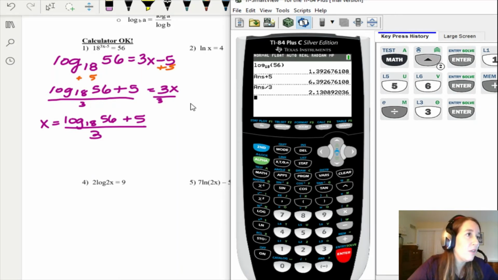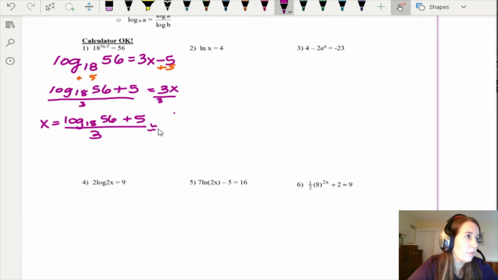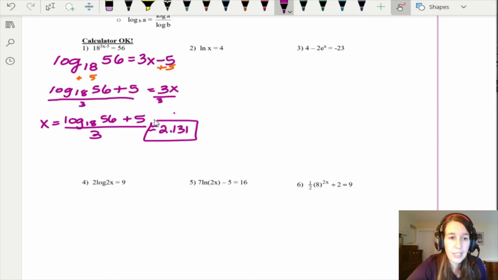All right, so 2.131 is our answer, and I believe it did say to round to the third decimal place or the 1,000th place when possible. Okay, or when needed. All right, second problem.